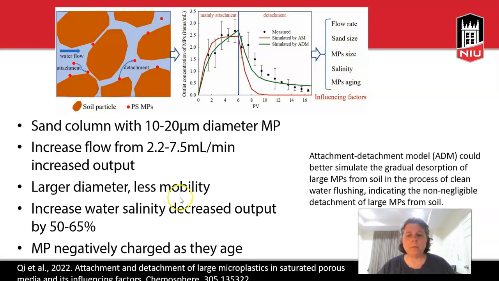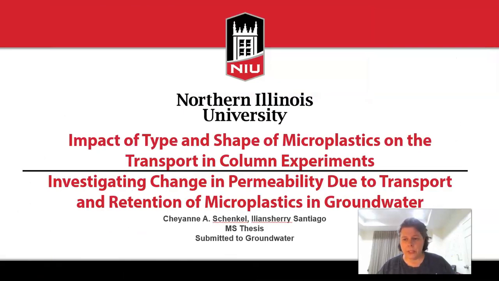Well, what I wanted to do today was highlight some research projects we're doing at Northern Illinois University. So we're looking at the types and shapes of microplastics on transport in column experiments. Again, these pieces of metal from the hardware store. And then we investigated change in permeability. One of the big issues that could be a problem with microplastics is what happens if they clog all of our aquifers and make it harder for us to pump the water out.